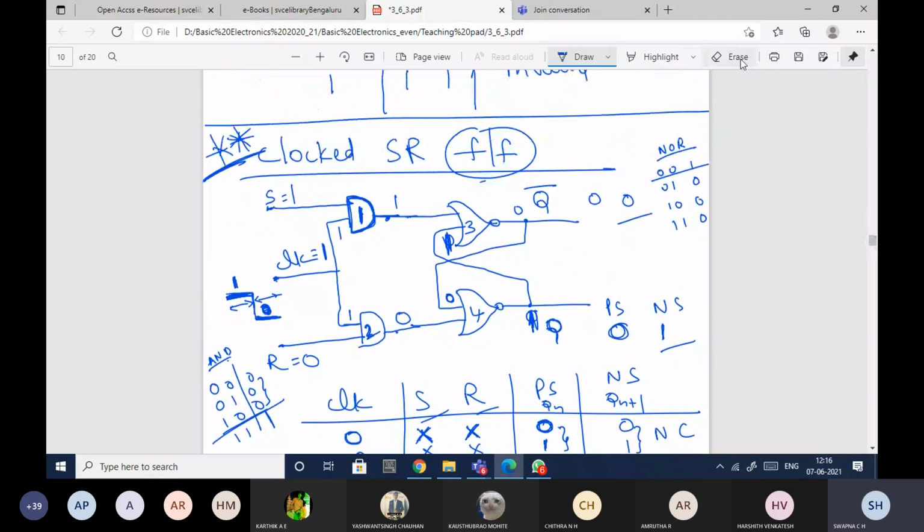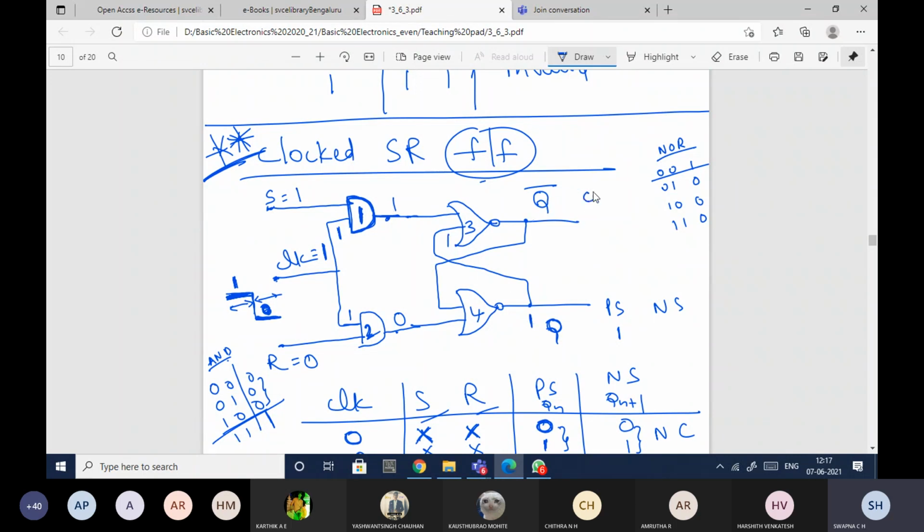So let me erase everything. Clock is equal to 1, S is equal to 1, R is equal to 0 and the present state is 1. For this I need to analyze. So if you observe, the output of the first AND gate will be 1 and the output of the second AND gate will be equal to 0. And here the present state is 1. So it means that this is 1. So this 1 will go here.